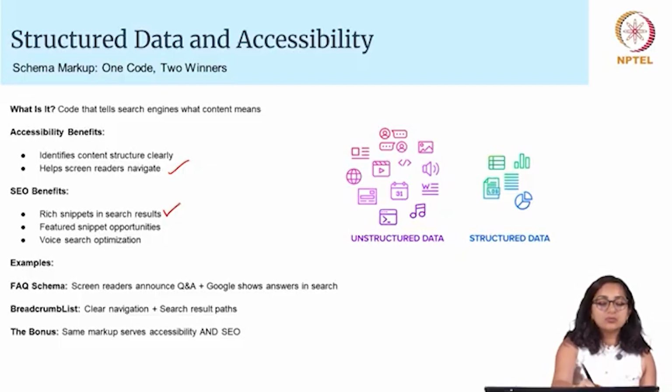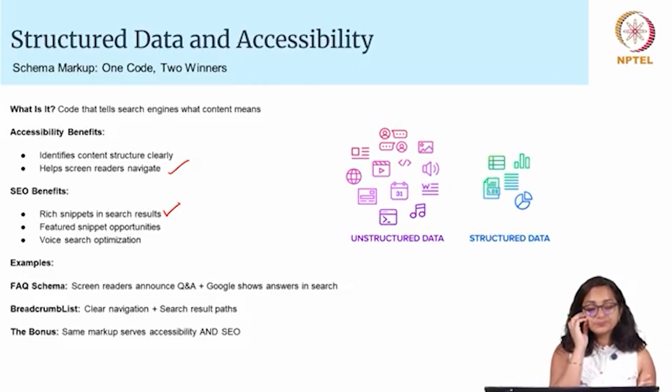So, the SEO benefits are that rich snippets come in search results, featured snippet opportunities are there, and voice search optimization is much better. So, screen readers announce Q&A and Google shows answers in search. That is also a good way to do it. Breadcrumb list, clear navigation, search path, search results path. So, the bonus is that the same markup serves accessibility and SEO both.